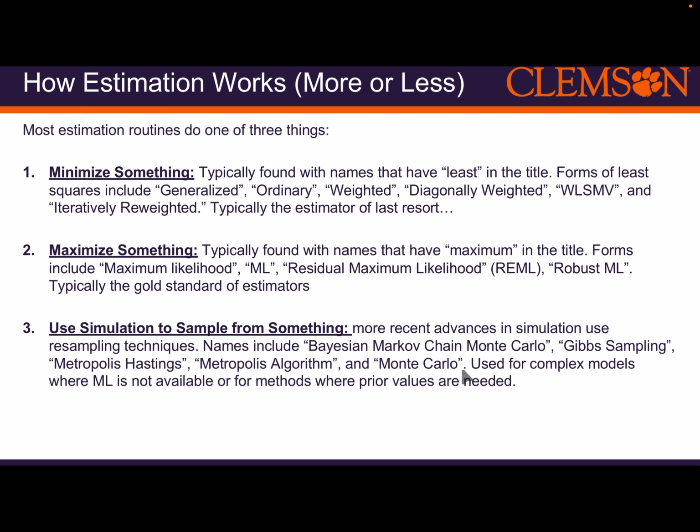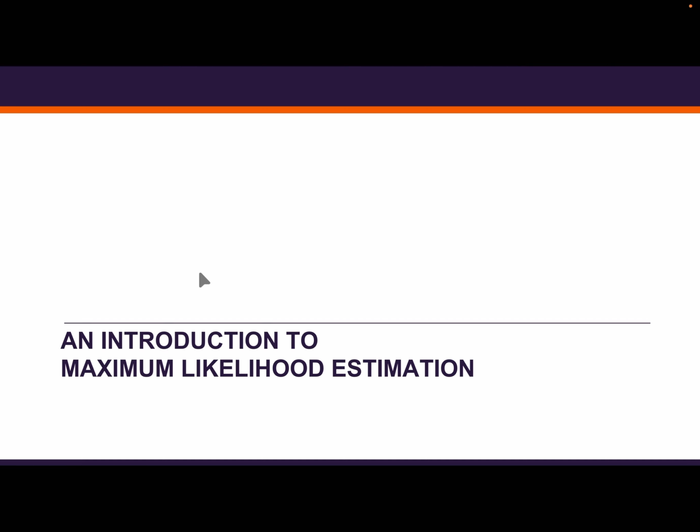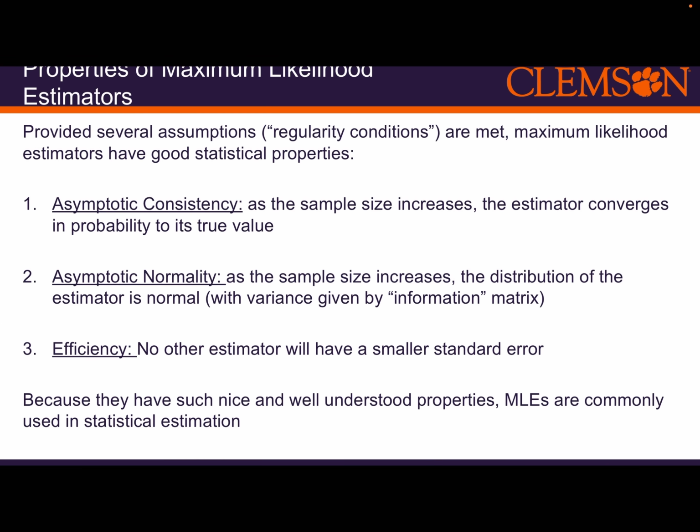Now, often Bayesian methods are used for complex models where maximum likelihood may not be available, or for methods where prior information is needed for some of the parameters. So Bayesian statistics actually relies on a core that maximum likelihood does, which is a likelihood function. So let's introduce maximum likelihood estimation, shall we?